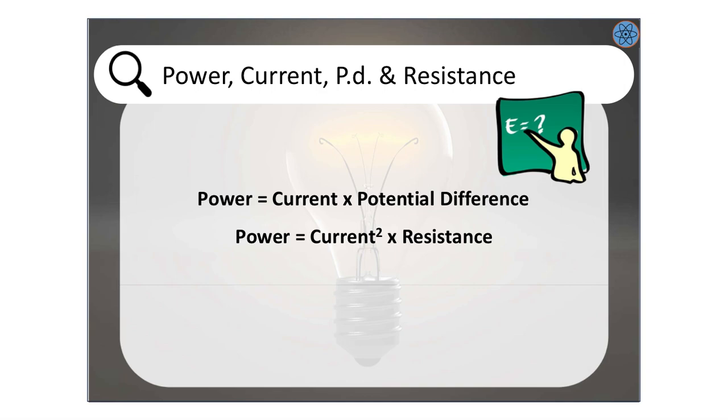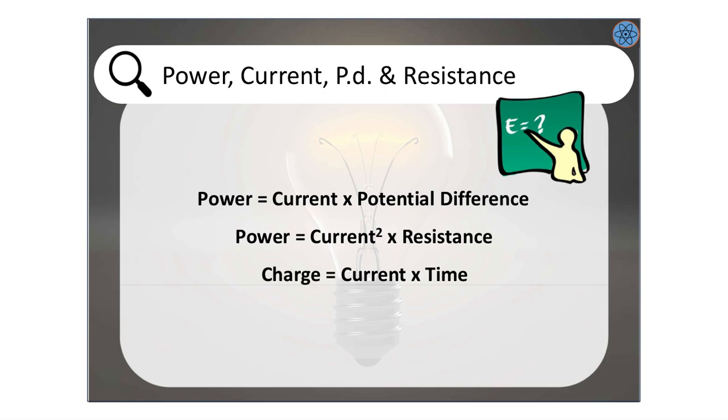So from this video, we've now got two equations. The first one, power equals current times potential difference, P equals IV. And the second one, by using Ohm's law in terms of potential difference, we've now got power equals current squared times resistance, or P equals I squared R.